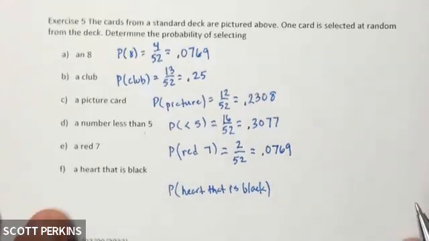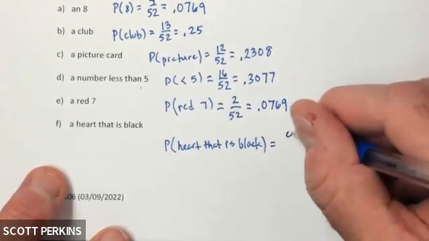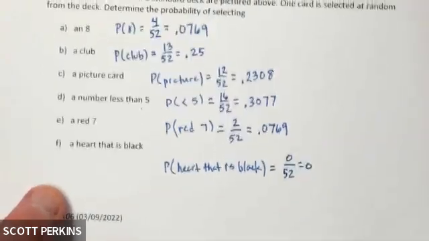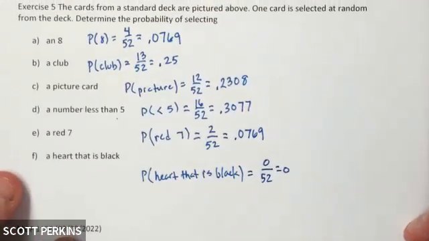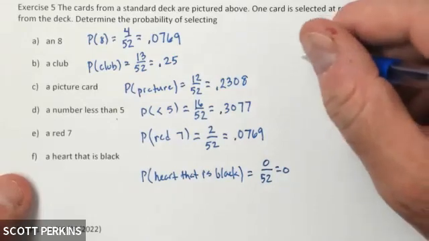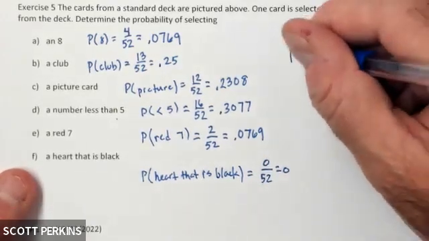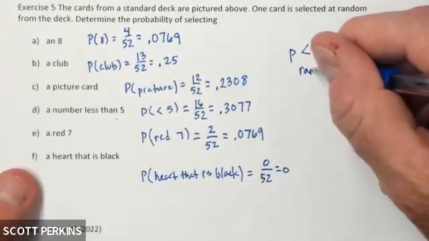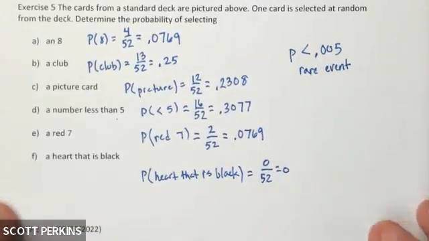And then finally, a heart that is black. How many of those are there? There's none. The hearts are red, so that's 0 out of 52, or that is something that cannot happen. As you're going through your probabilities, something to be aware of: statistics people consider something, if the probability is less than 0.005, that's called a rare event.